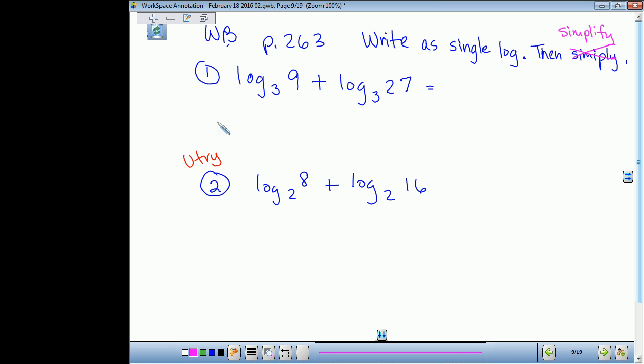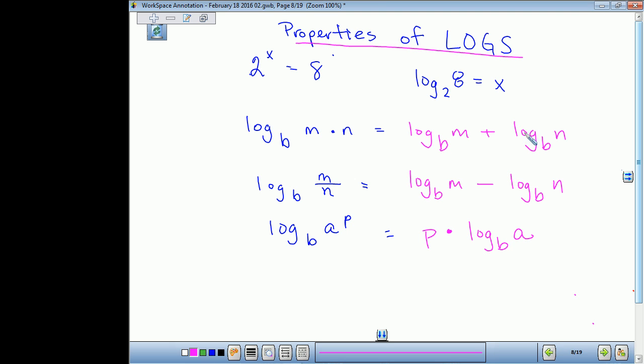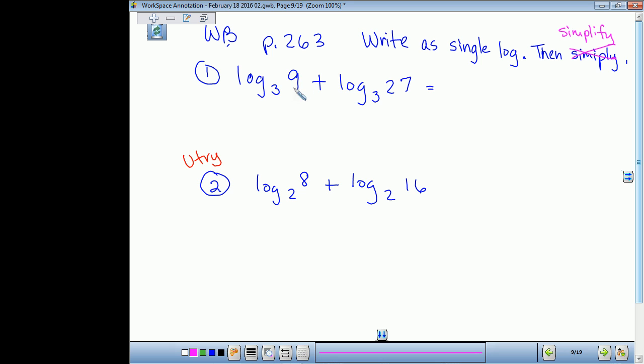All right, we're going to take those properties we just looked at, and we're going to apply them here. If this means this, does this mean this? Yes. And so we can go back and forth. And so what we're going to do today is we're going to look at condensing, writing it as a single log, and then we'll also look at expanding, because both ways are helpful at times. We're going to prove that this is true real quick.